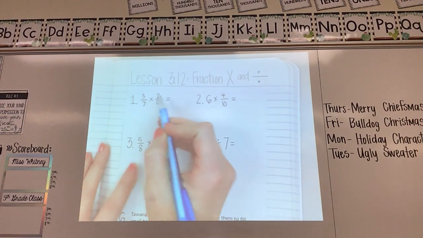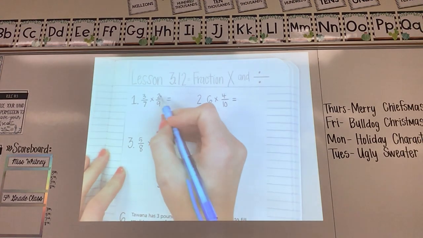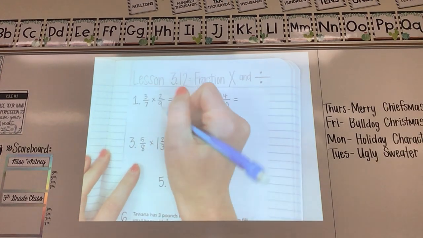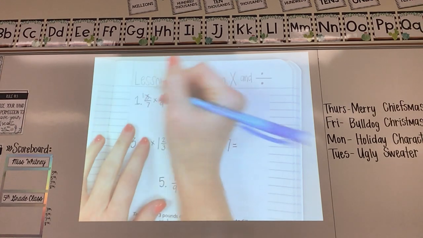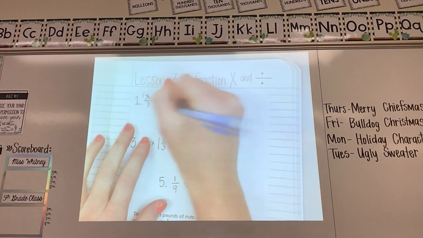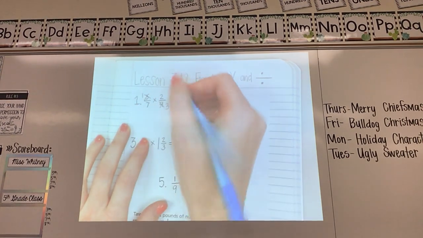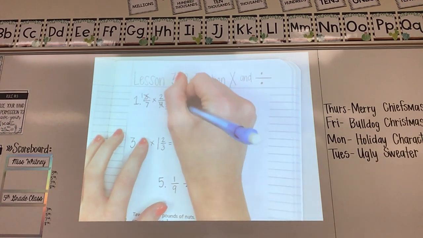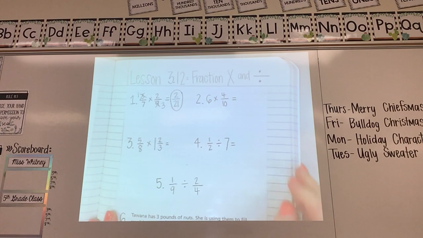I see a fraction times a fraction. If I can simplify, I want to because that will make it easier. So I'm thinking, anything that will go into both 2 and 7? No. Will anything go into both 3 and 9? Yes, 3 will go into both of those. So 3 will go into 3 one time, and 3 will go into 9 3 times. Then I am just ready to multiply straight across, straight across. So 1 times 2 gives me a 2, and 7 times 3 gives me a 21. So 2 21sts.